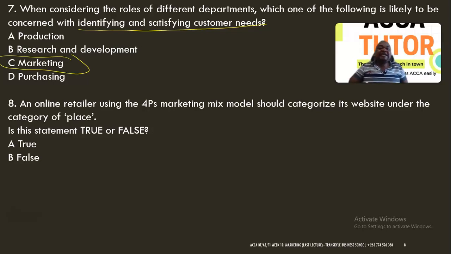Question number 8. An online retailer using the 4Ps marketing mix model should categorize its website under the category of place. Is this statement true or false? This is true.